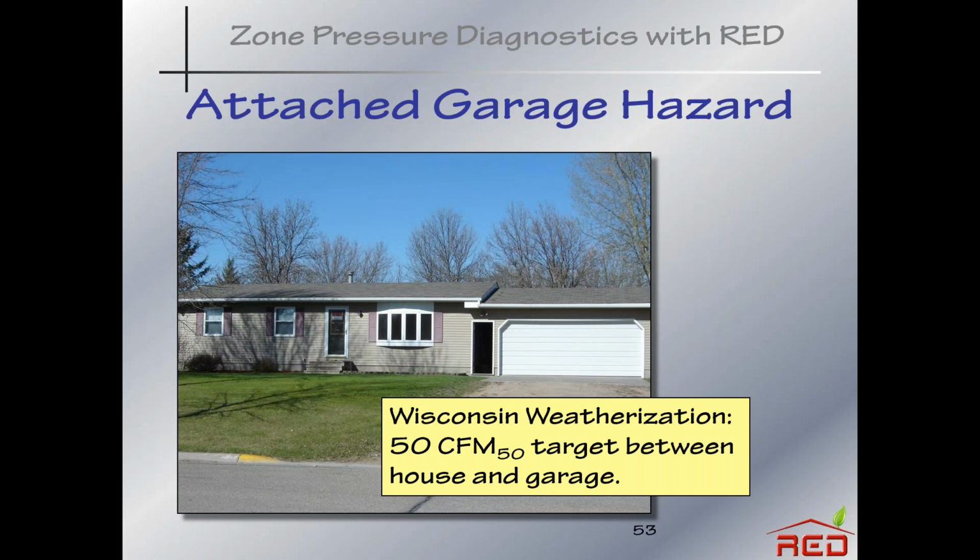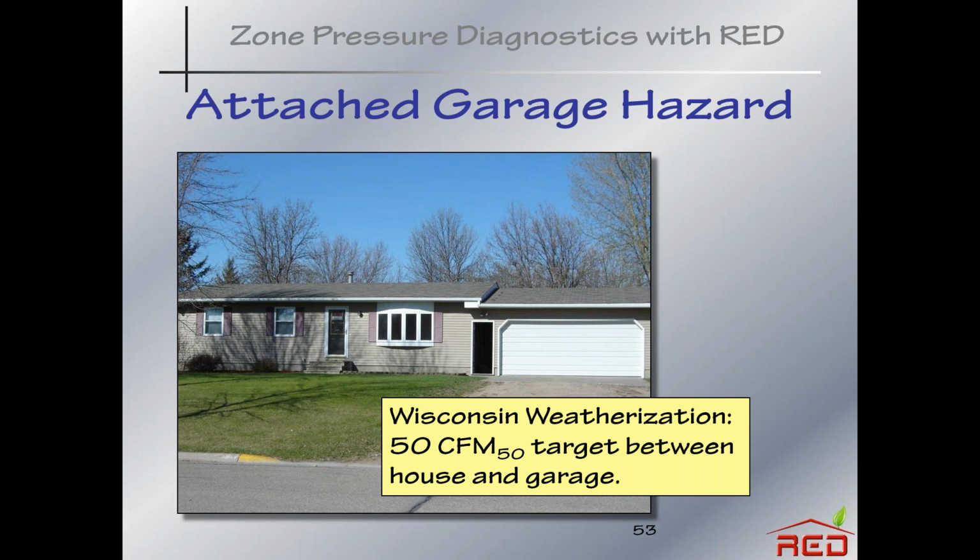Now next, attached garages. The Wisconsin low-income weatherization target is 50 CFM50 between the house and the garage. So the common wall between the house and the garage. Now if you take 50 CFM and divide it by 10, what does that give you? 50 divided by 10 is 5 square inches. That's extremely tight.